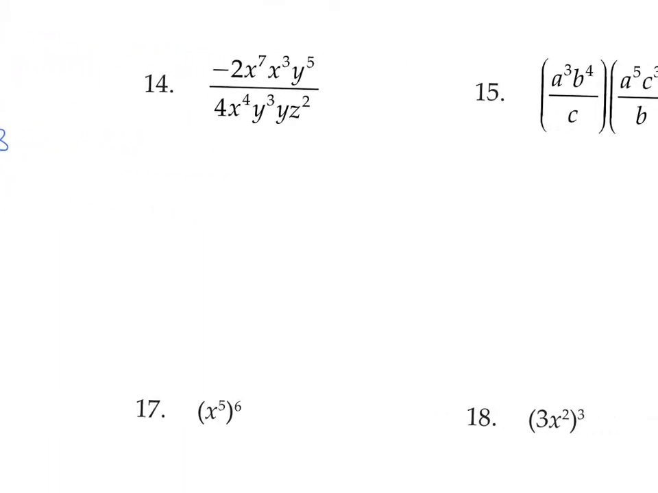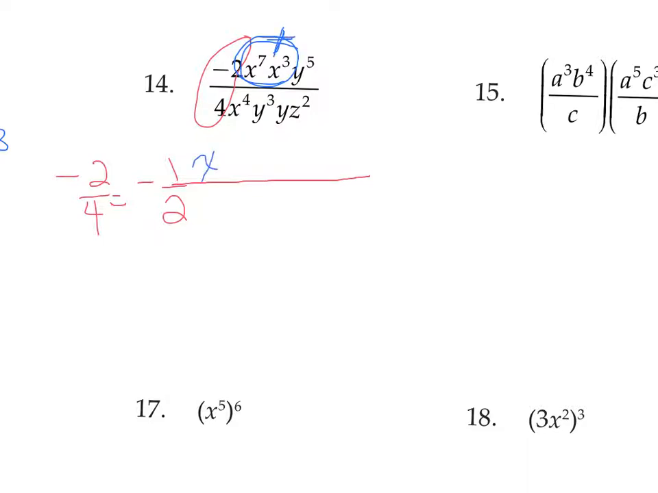On number 14, there's a lot of simplifying that needs to go on here. So let's look at the coefficients first. Negative 2 over 4 reduces to make negative 1/2. I'm going to extend the fraction bar out because it looks like I'm not going to do this all in one step. These x's in the numerator are being multiplied. To multiply these x's, we add the exponents. So we're going to have an x. 7 plus 3 is 10. We still have this x on the bottom, which I'm going to leave for right now, x to the 4th.